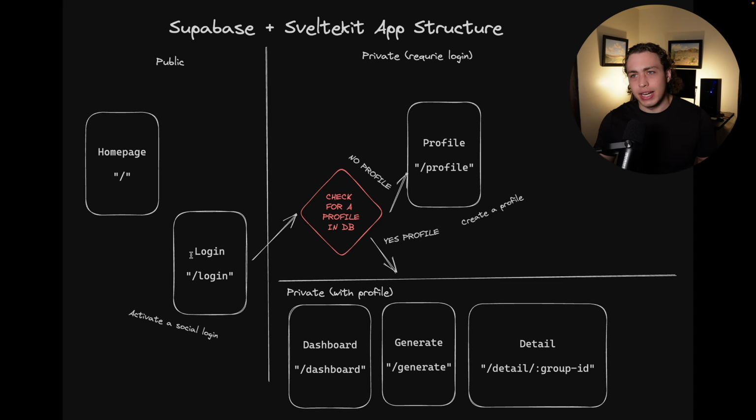And whenever I'm building an app, I don't want to deal with your password. I'd much rather just use some social third-party provider. So that's what we're doing here. On the login page, you can sign in with GitHub, and then we're taken to this sort of fork in the road.